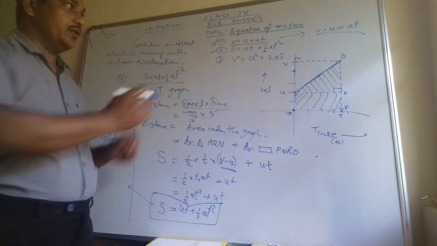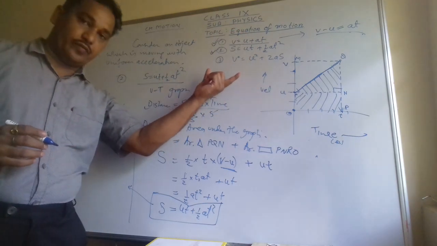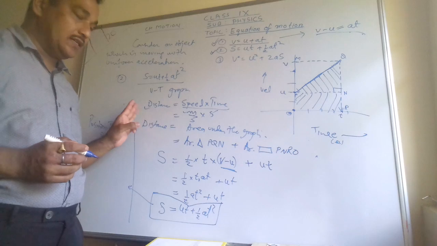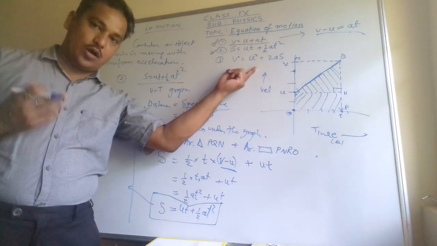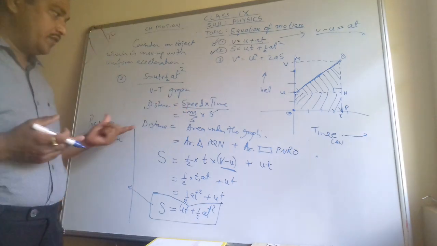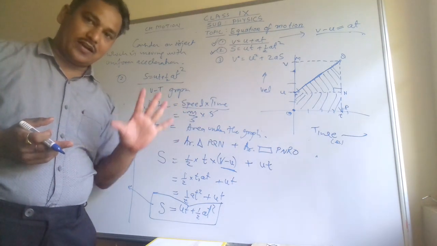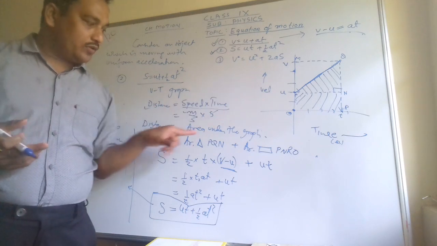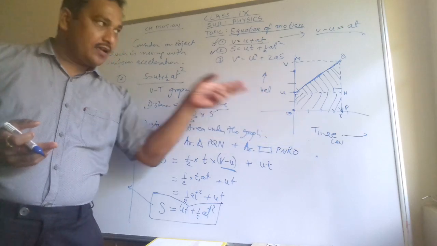So we have derived these two equations of motion, out of all these three equations of motion. Now let us derive the third equation, which is v square is equal to u square plus 2as. How can it be derived? Again we will use the same formula, that distance is equal to area under the graph. Now here in the second case we have divided it into two parts as triangle and rectangle.